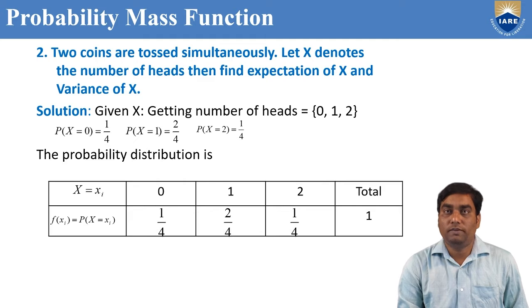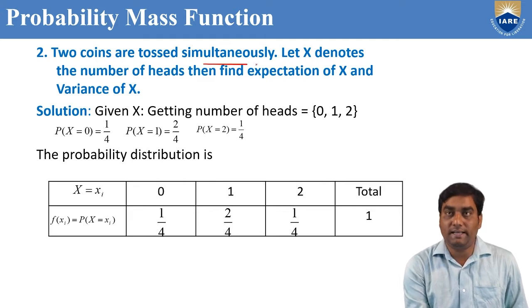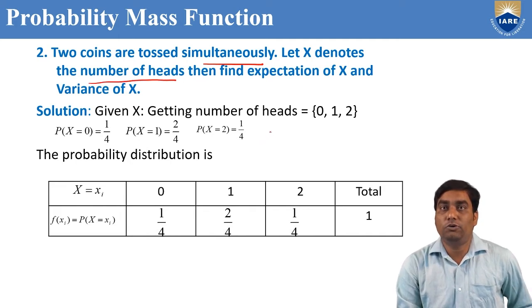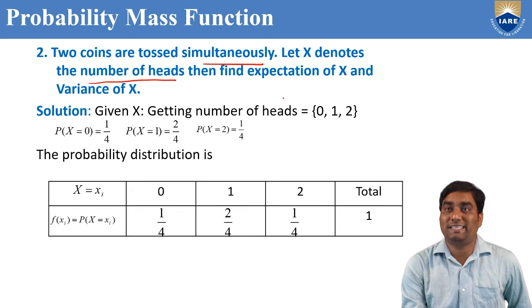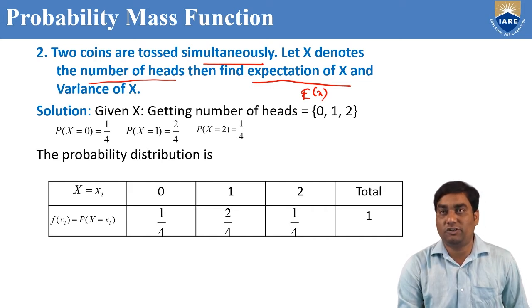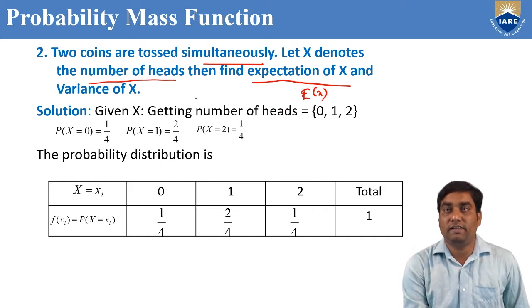For this problem, two coins are tossed simultaneously. X denotes the number of heads. X values are not given. We need to find the number of heads and find the expectation of X, where expectation of X means we need to find E of X, nothing but the mean of the probability mass function. And variance of X, nothing but sigma square.